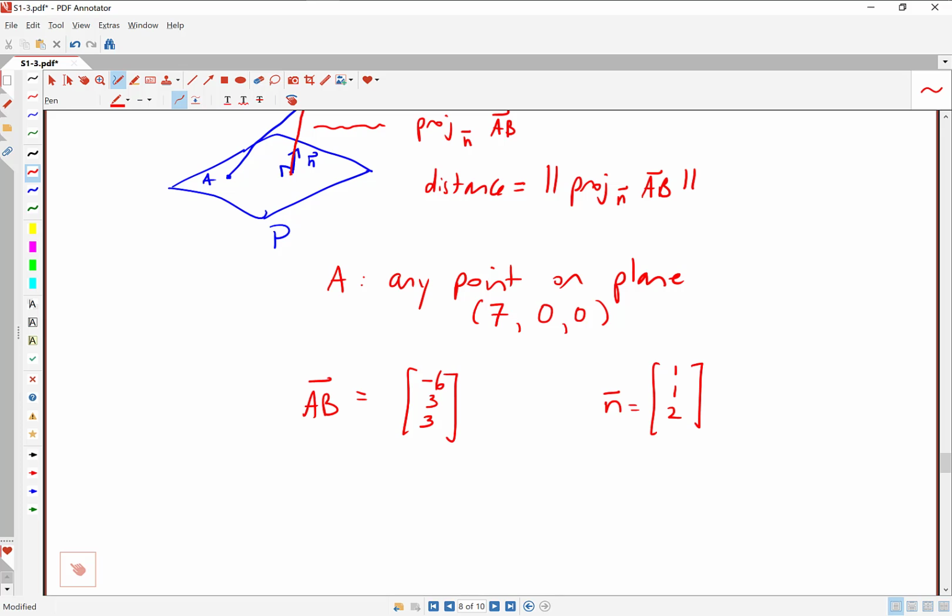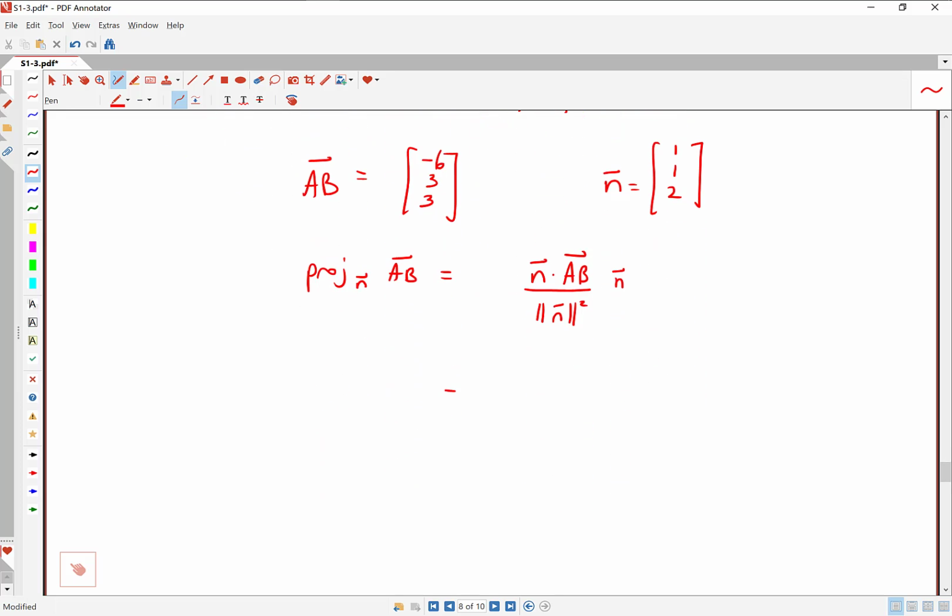So now we're able to calculate the projection onto n of AB. Let's think back to our projection formula. We need to do the dot product of n with AB, and everything else is about what we're projecting onto. So it's divided by length squared of n, in the direction n. All right, so doing our dot product gives us 3. Length squared of n, so just go through and square each of the components, sum those up, that's 6. And we're going in the direction of n. Okay, now it might be easier to simplify this.